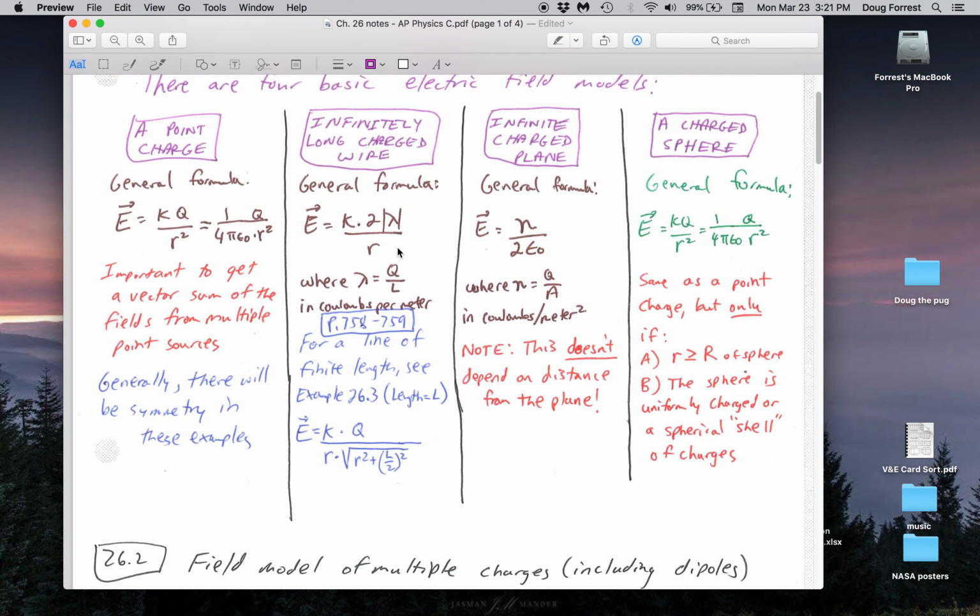So this lambda stands for linear charge density. It's coulombs per meter. So hopefully it makes sense. You have a stronger electric field if you have more excess charges per meter, and you have less electric field strength as you get further from the wire.